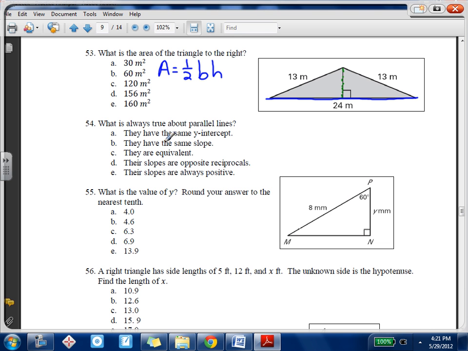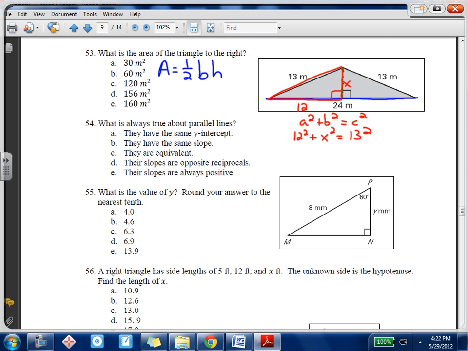We do that by breaking this up into 2 smaller triangles. Here's one outlined in red. We have the 13, and we have half of the bottom. Well, half of 24 means that this piece has to be 12. We know that this is also a right angle, so we can use the Pythagorean Theorem. So we can say that a squared plus b squared equals c squared. Remember that c squared is always your longest side, the hypotenuse. So this is 12 squared plus x squared equals 13 squared.